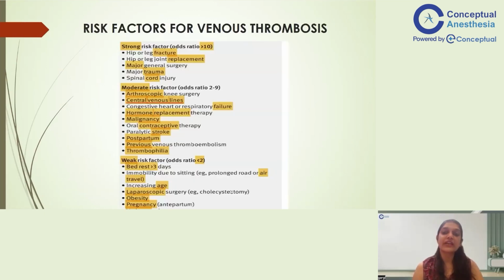So, what are the risk factors for venous thrombosis? Here we are discussing the risk factors for venous thrombosis and not for pulmonary embolism per se. Obviously, venous thrombosis is the most common cause of pulmonary thromboembolism. So, that is why we are discussing the risk factors for VTE, that is venous thromboembolism. The strong risk factors are hip or leg fracture, hip or leg joint replacement, major general surgery, major trauma, spinal cord injury, and there are several other risk factors as well.